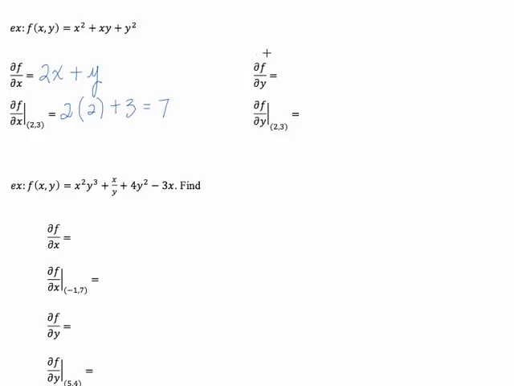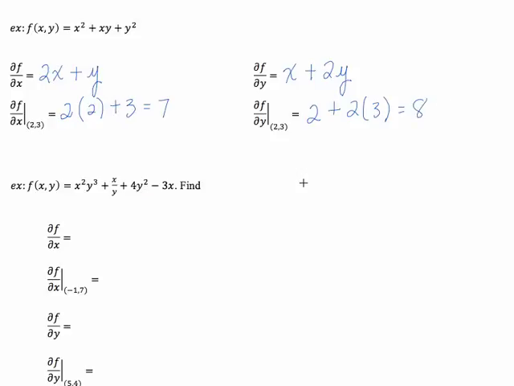Okay, partial of f with respect to y. For that, we're going to treat x as a constant. So x squared is a constant, so its derivative is 0. The derivative of x times y: if we're treating x as a constant, it's as if it is a coefficient of this y. So the derivative of x times y is x, and the derivative of y squared is 2y. Then for the partial of f with respect to y at the point (2, 3), we're going to plug in 2 for x and 3 for y.